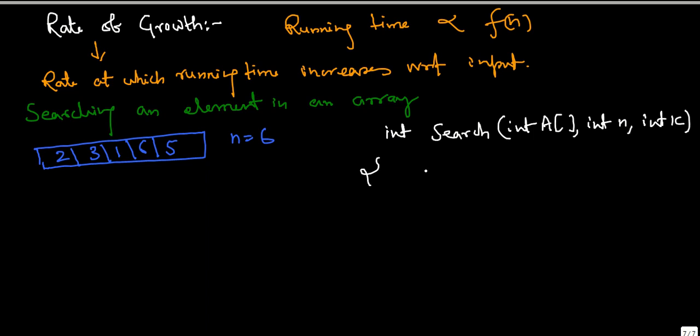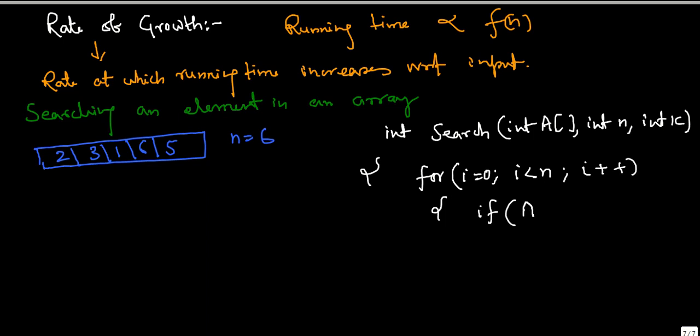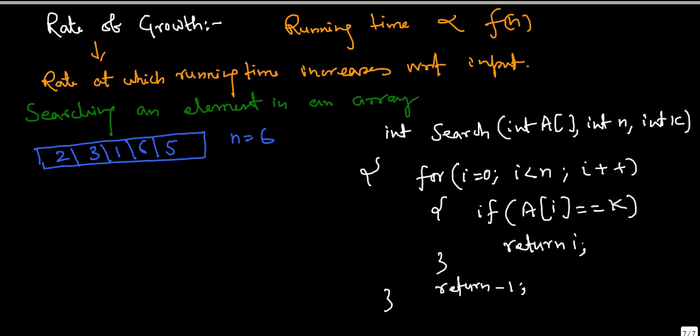What we can do, we can run a loop for the full length of an array and start comparing each element of an array with key, and if array element is equal to key, that means element is found and we can return the index. That element is found at this index. Otherwise we can return -1, which indicates that element is not found.